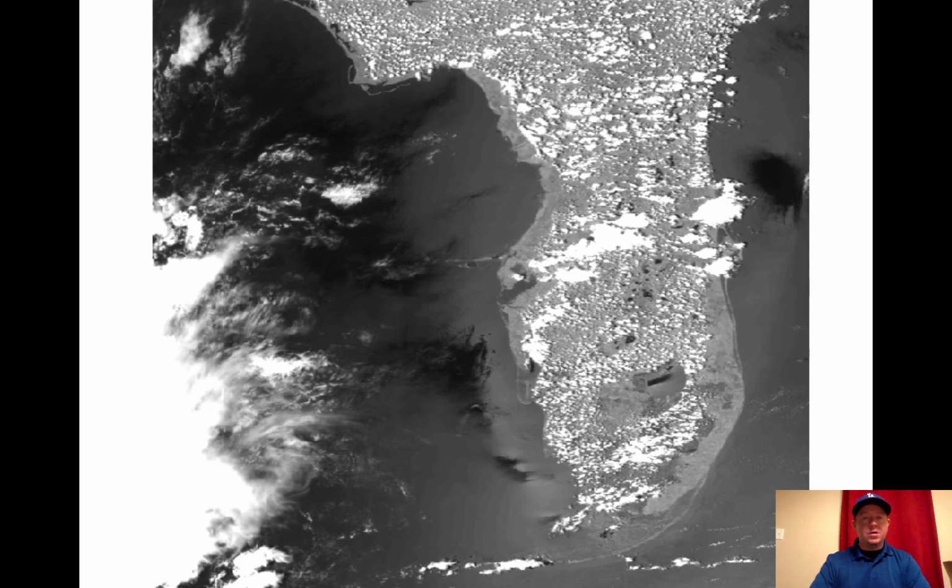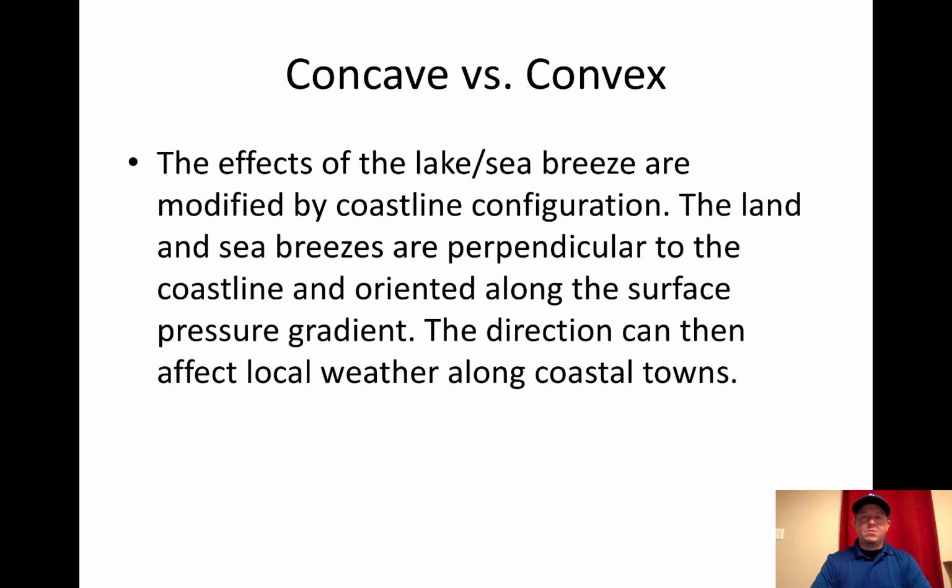Obviously, you really need to nail down where that sea breeze is. But if you can do that and you get better at that, it's only going to increase your confidence with rainfall as well. All right, so the shape of the coast makes sense as well, all right?